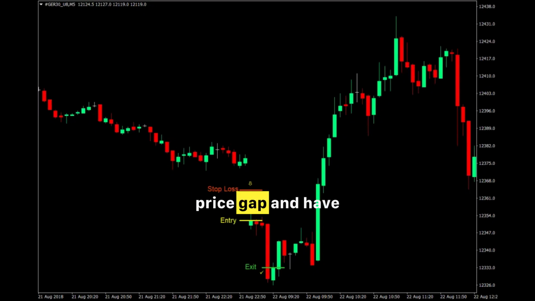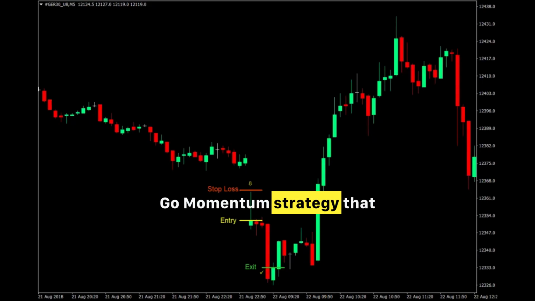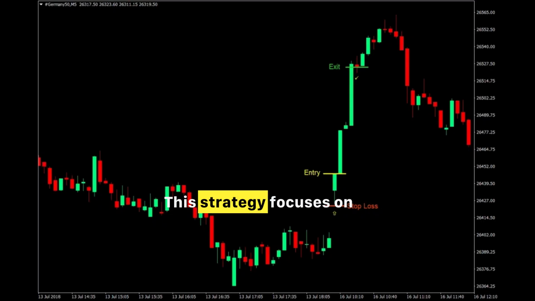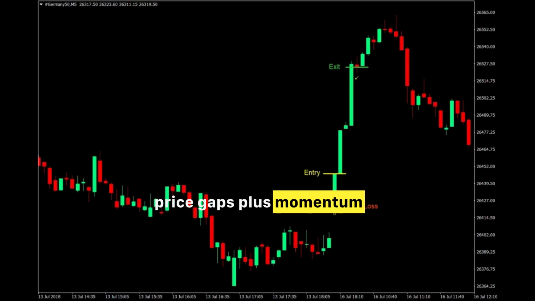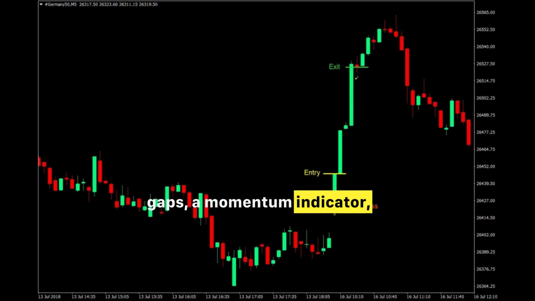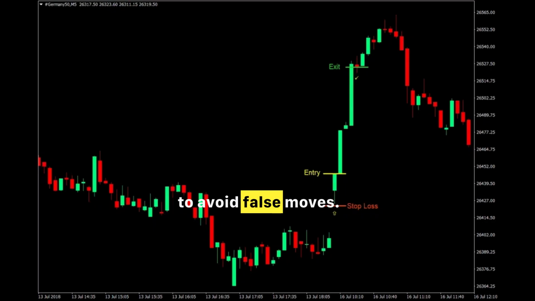Ever see a big price gap and have no idea whether to chase it or avoid it? Most traders get trapped right there. Today, I'll show you a simple gap-and-go momentum strategy that helps you trade those moves with confidence. This strategy focuses on price gaps plus momentum confirmation. You'll use market session gaps, a momentum indicator, and a trend filter to avoid false moves.